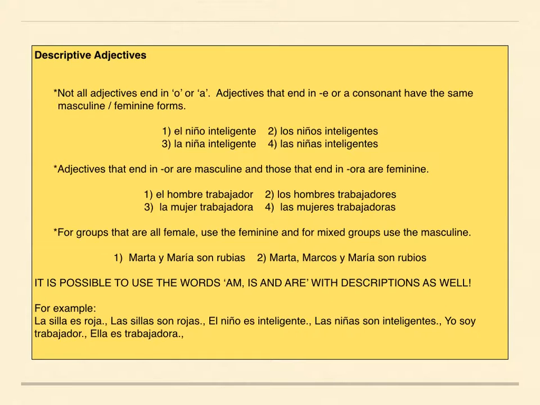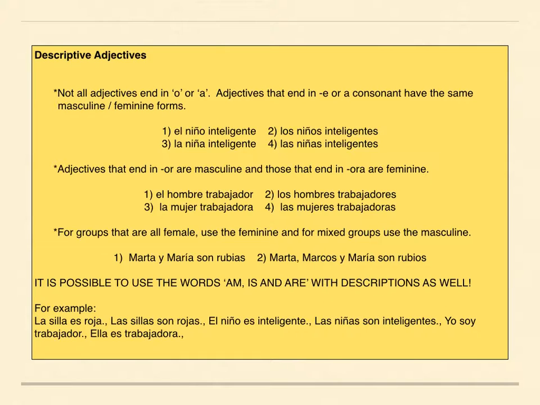Now with the majority of these examples, we have not used the word am, is, or are. These can be used with descriptions. For example, la silla es roja. The chair is red. We don't always have to say la silla roja. La silla roja means the red chair. But la silla es roja, the chair is red. Las sillas son rojas. The chairs are red. Notice the difference between is and are.